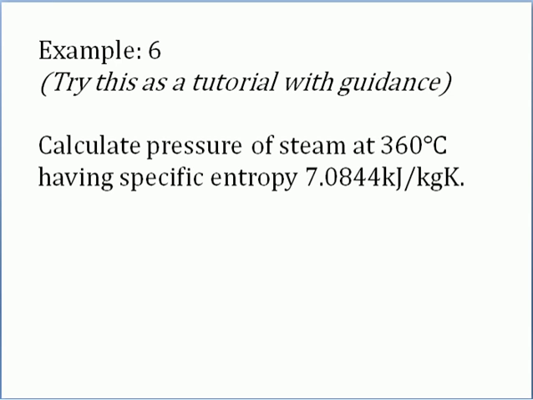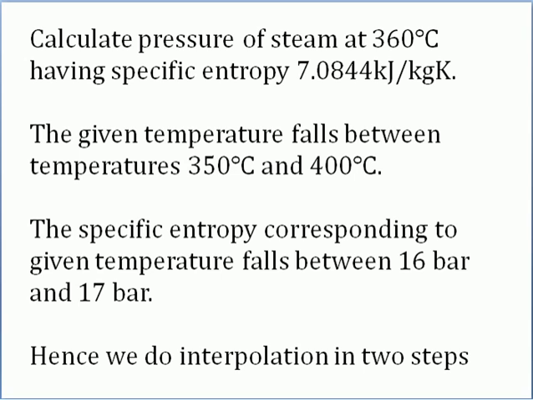The given temperature falls between 350 degrees Celsius and 450 degrees Celsius. That means the lower temperature is 350 degrees Celsius and the higher temperature is 400 degrees Celsius. And the specific entropy value given falls between 16 bar and 17 bar. You can find it out in steam tables. Therefore we are going to do interpolation in two steps.